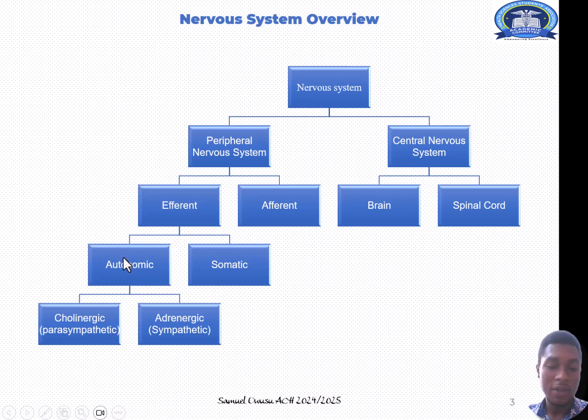The autonomic nervous system is under involuntary control, so reflex action, and is divided into two. We have the parasympathetic nervous system, which is also known as the cholinergic, and then the sympathetic, which is the adrenergic. In this case, we will be focusing more on the cholinergic. We also have the one that is under voluntary control of the brain, which is the somatic nervous system.